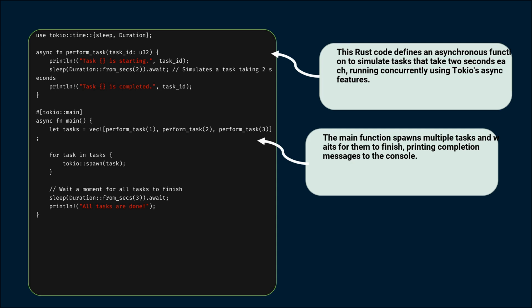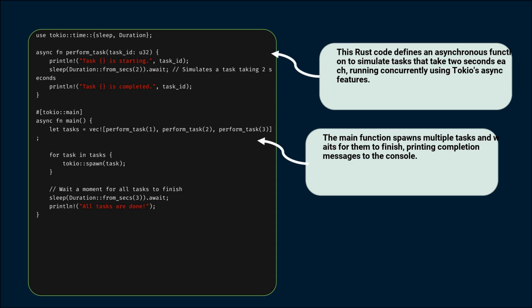Next, we create the main function, which is also marked as asynchronous using Tokio main. Here, we construct a vector of tasks we want to execute concurrently by calling performTask with different IDs. We then loop through this vector and spawn each task using Tokio spawn, allowing them to run independently.